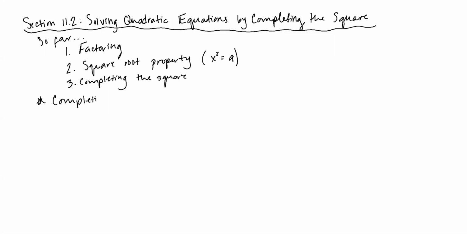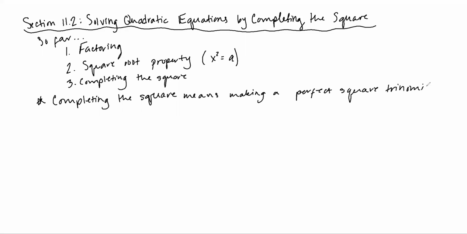So completing the square means making a perfect square trinomial. And so let's go ahead and look at what perfect square trinomials are. So perfect square trinomials are something like this. So something like x squared plus 8x plus 16.